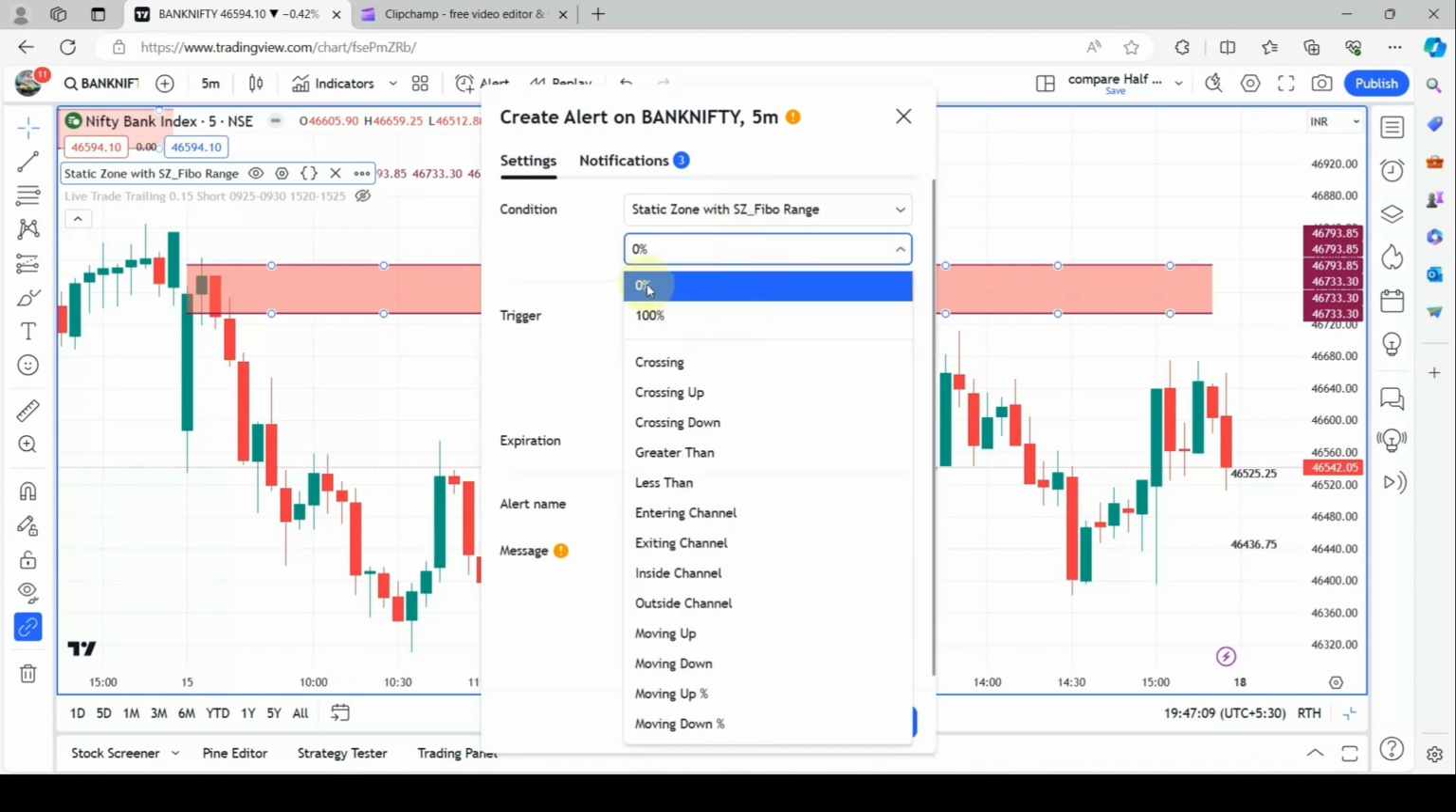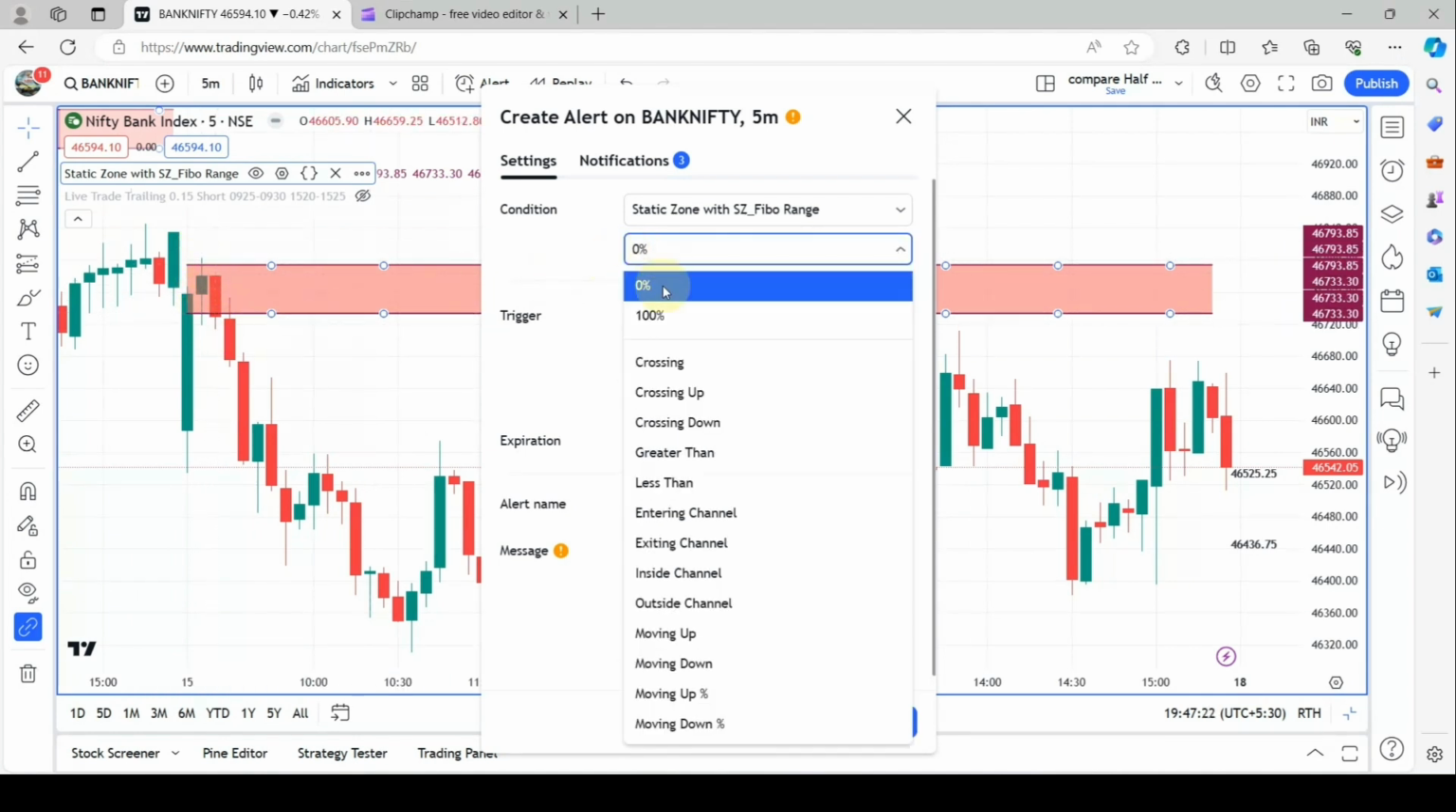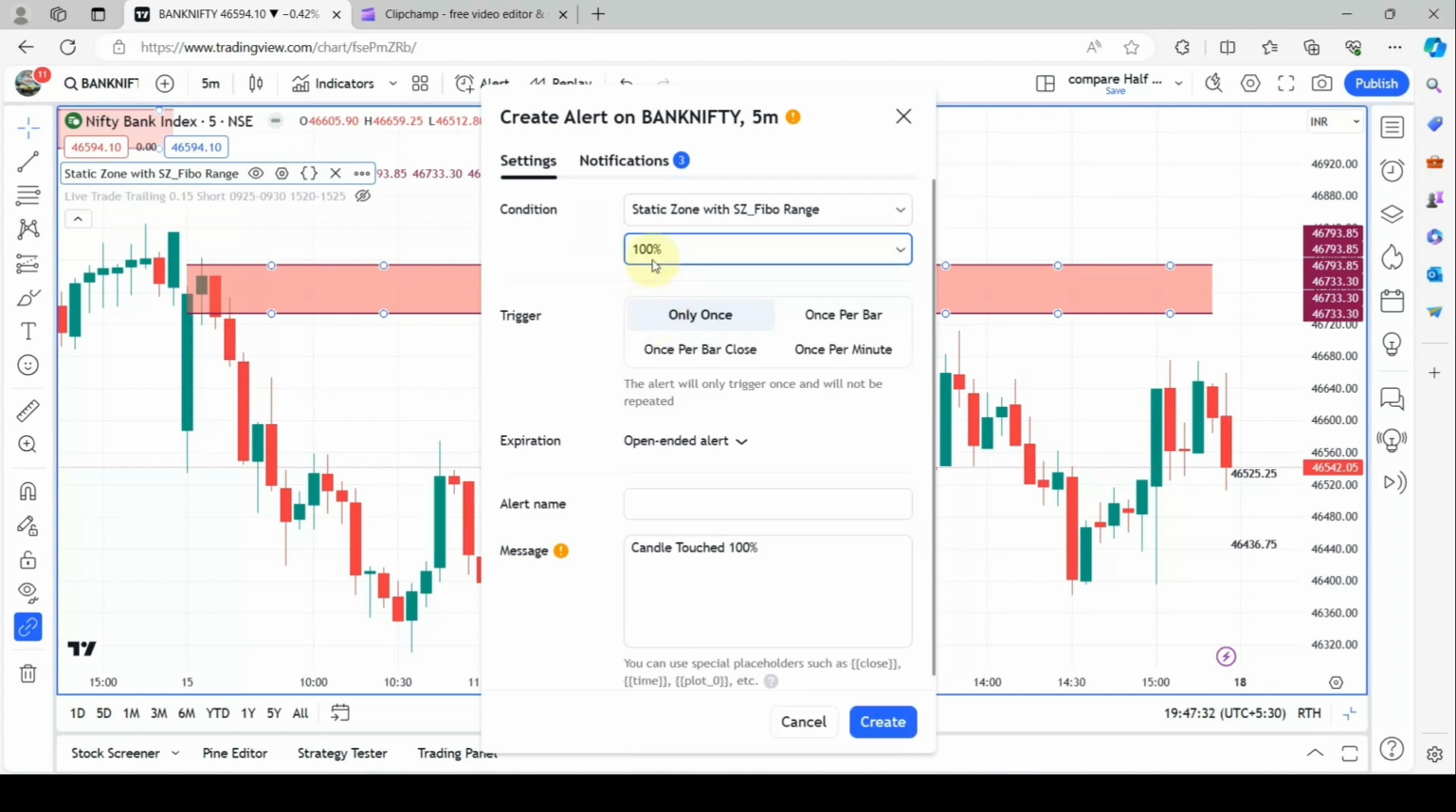So in this I am just noting 0% or 100%. The above level is considered as the 0% and the below level is considered as the 100%. So I am just noting at which point and at which time the alert should be triggering. So you should give 0% or 100%. So I am just clicking on 100%.